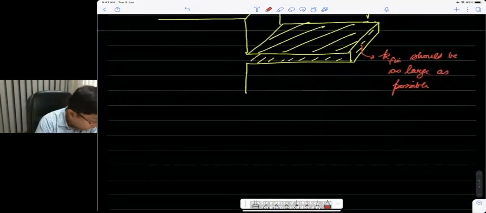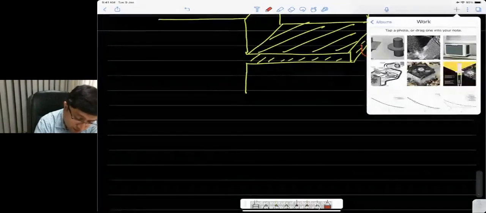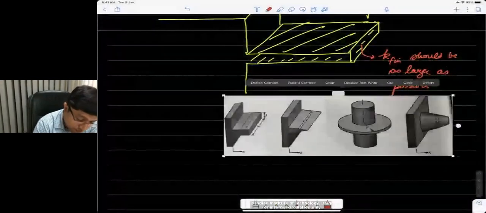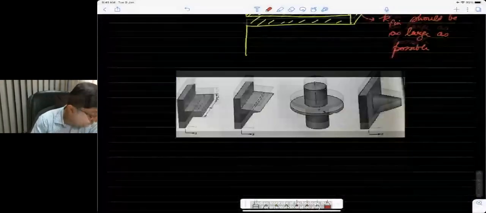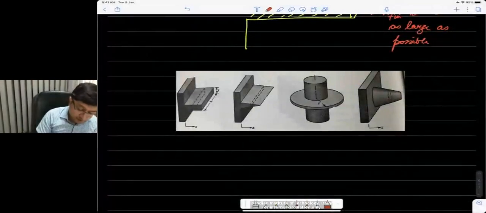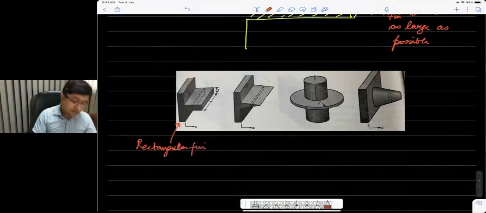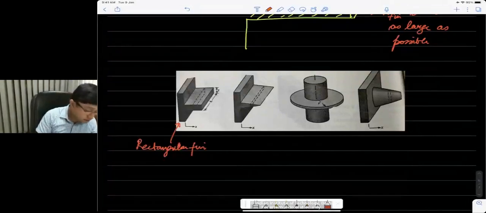In this course we will look at different fin configurations, and let me bring a picture for those here. This is something that I've taken right from your book. There are four configurations that you will commonly look at. First is the rectangular fin. This is a scenario where the fin cross-section area remains the same, so this is a uniform area rectangular fin.